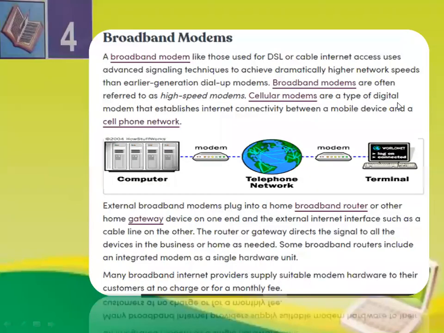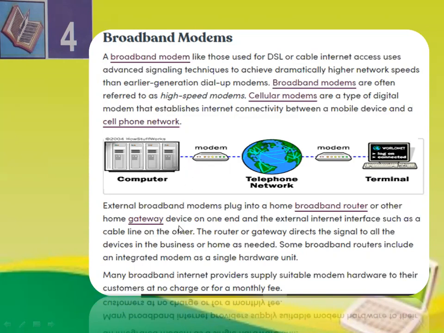Then we have a broadband modem. A broadband modem, like those used for DSL or cable internet access, uses advanced signaling techniques to achieve dramatically higher network speeds than earlier generation dial-up modems. Broadband modems are often referred to as high-speed modems. Cellular modems are a type of digital modem that establishes internet connectivity between a mobile device and a cell phone network. So here we have a computer, then we have a modem, and this is a telephone network, modem, and terminal. With the help of a modem, we can convert the signal and we have a high speed internet connection.